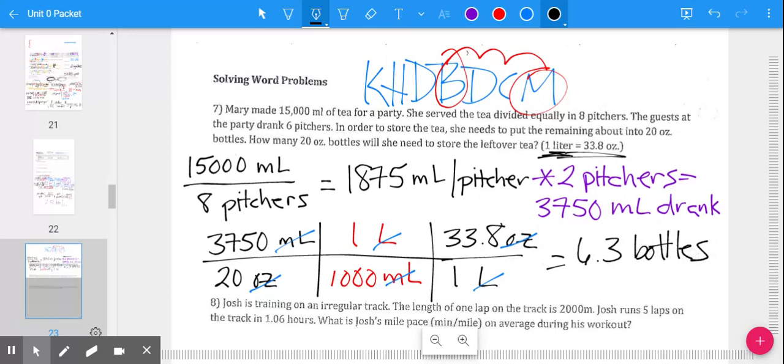So that means 6 bottles isn't enough, which means you need 7 bottles to fill that up. Now, the reason that we don't leave it as 6.3 is because you don't have a physical third of a bottle. You have to have a 7th bottle in order to put that remaining liquid. So we took that 3,750 milliliters and we divided it into 20-ounce bottles to figure out how many 20-ounce bottles we need.